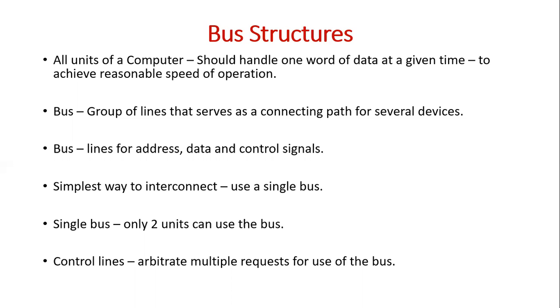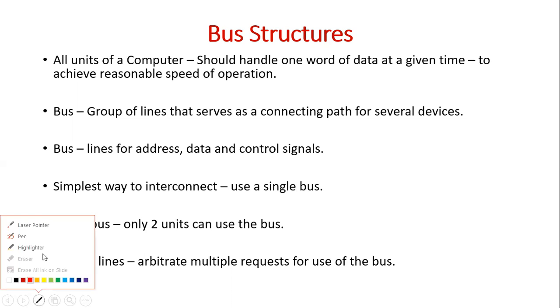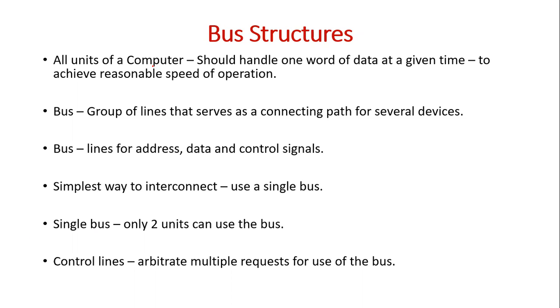In a typical computer, all units, and here units refers to the functional units like the processor, memory, secondary storage devices, or any other IO devices, should be able to handle one word of data at a given time, so that the data can be transmitted at a reasonable speed.